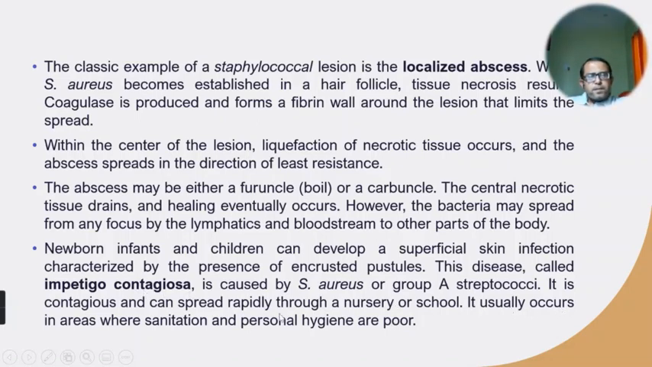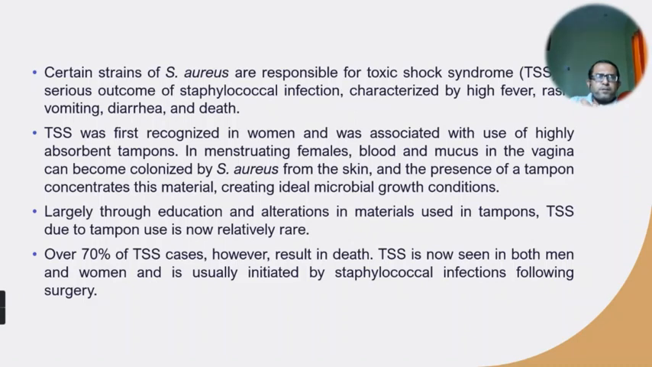It usually occurs, this impetigo contagiosa, in areas where sanitation and personal hygiene are of poor quality. Now, certain strains of Staphylococcus aureus are also responsible for causing toxic shock syndrome, a serious outcome of staphylococcal infection, which is characterized by high fever, rashes, vomiting, diarrhea, and ultimately the death of that person.